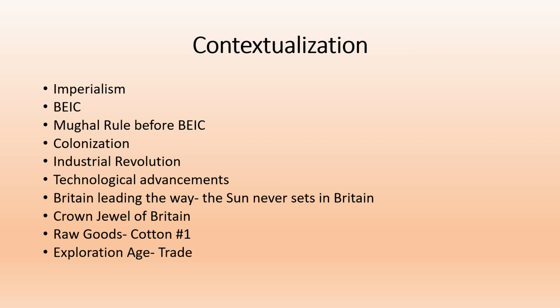It was not a relocation colony. The technological advancements that made it possible. You could talk about how Britain led the way, the sun never set, and how India was the crown jewel of all the colonies in the world, the crown jewel of Britain. Raw goods was the motivation, and cotton was the number one motive, and India was the number one producer of cotton. So that made India the number one colony of all the colonies in the world at that time.